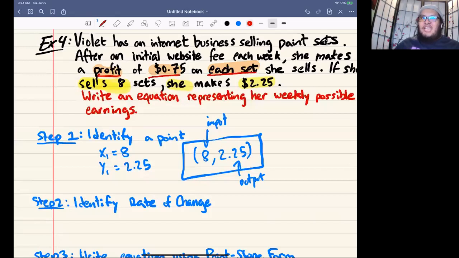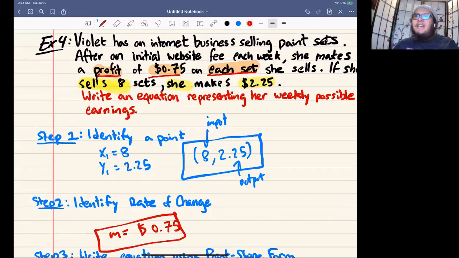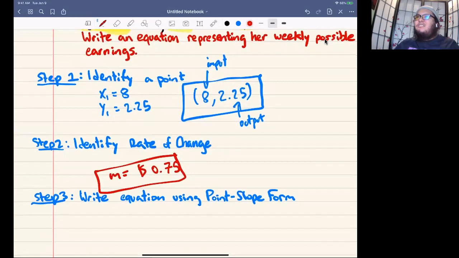So our rate of change is going to be 0.75, and it's going to be dollars per cent, right? So it's going to be dollars per cent. All right, so this is our slope here. Now that we have our point and our slope, we could just write the equation.